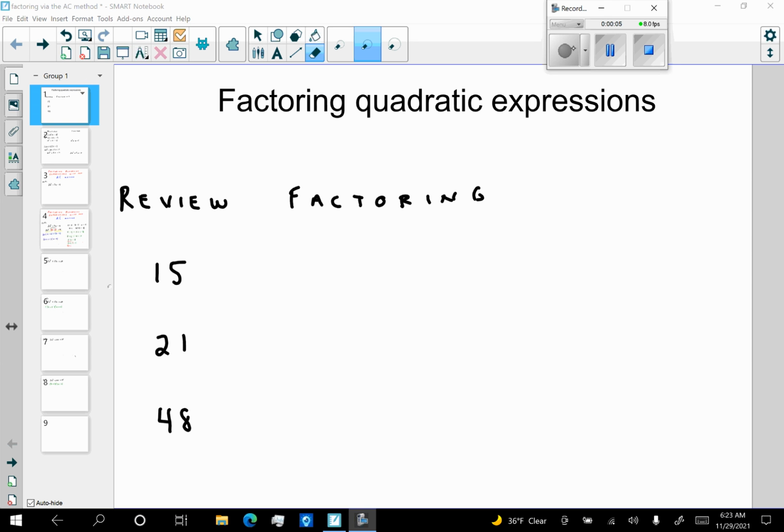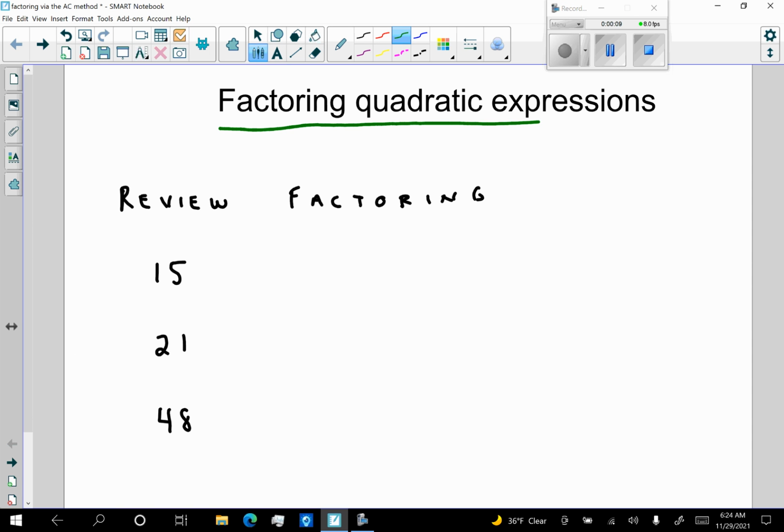Today we're going to have a little video over factoring quadratic expressions. What is a quadratic expression? A quadratic expression looks like ax squared plus bx plus c. We know that from our study of quadratic functions, and we've looked at those quadratic functions for a time now.